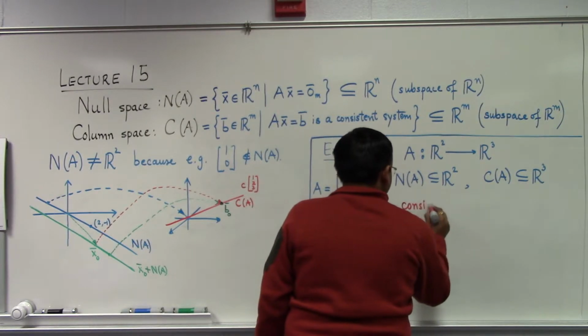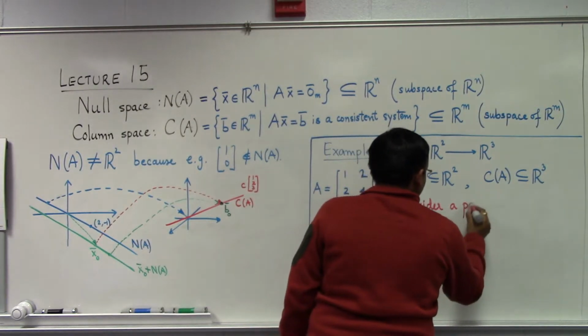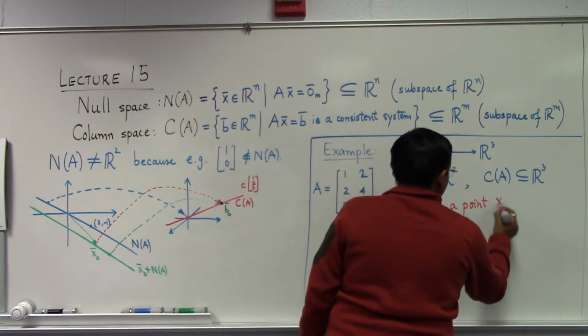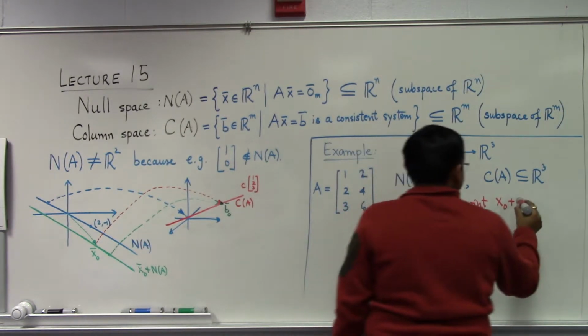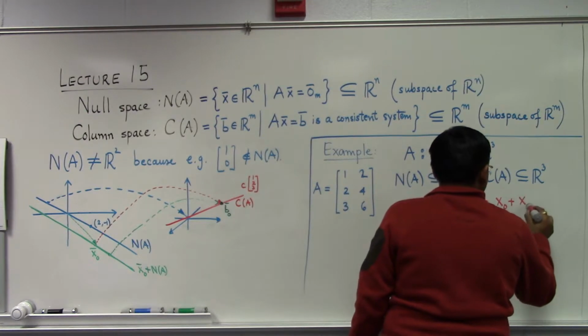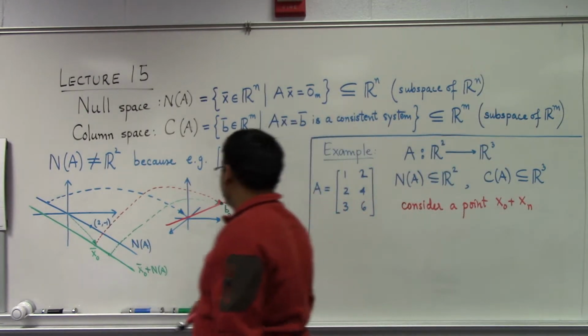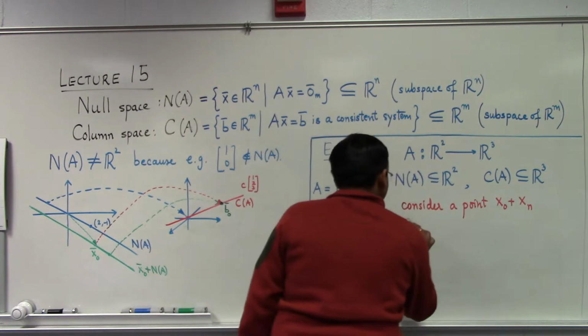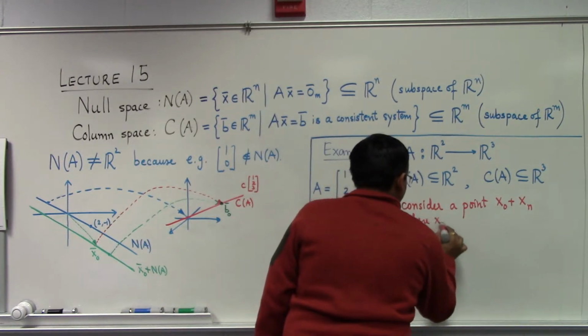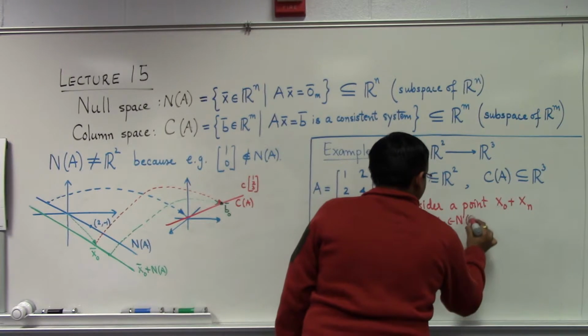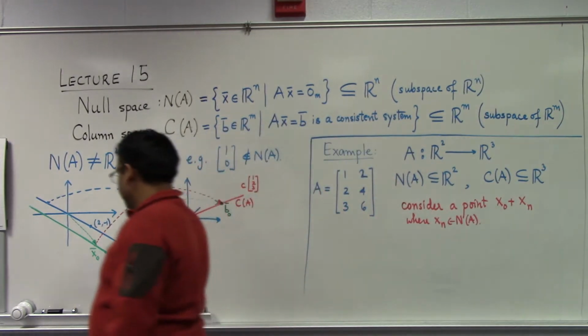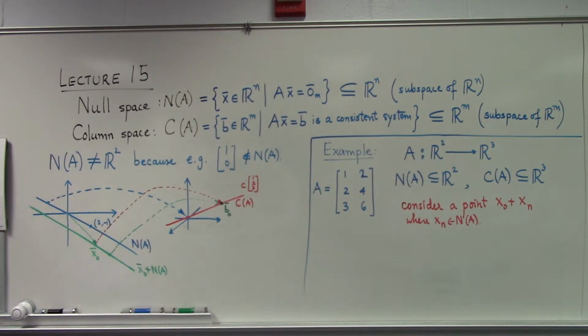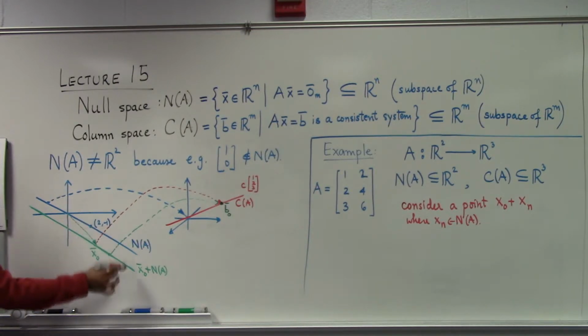So let us consider a point x0 plus xn, where xn is coming from the null space. For example, if you take an xn here, you do a parallelogram law, you will get a point which lies in here, which would be of the form x0 plus xn.